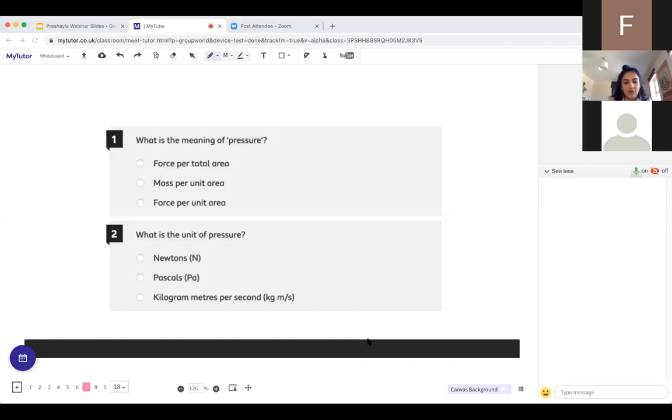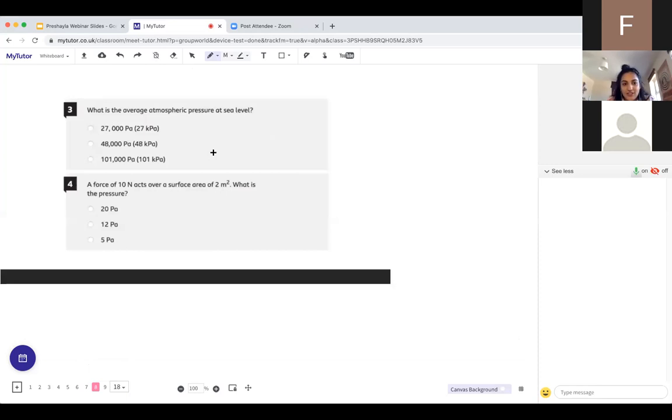Okay, so the first one is force per unit area, and the second one is the unit of pressure, which is pascals. So force per unit area and pascals. So what that means is the force acting on a centimetre squared, a metre squared. Okay, so per unit area means the force acting on a metre squared of that surface.